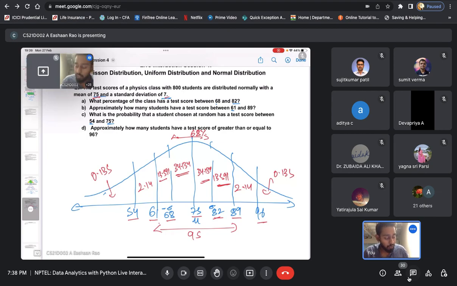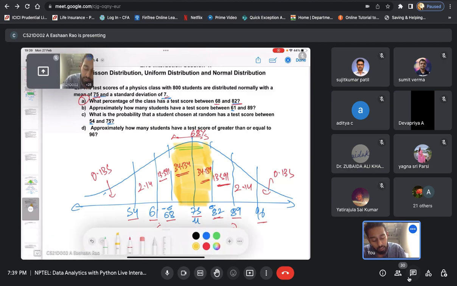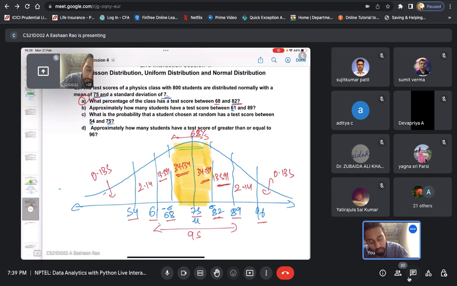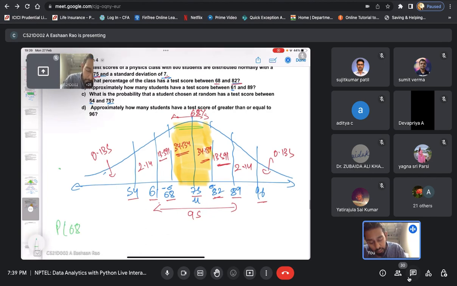Okay, since we have this graph, the A question asks to find the percentage of the class that has a test score between 68 and 82. That means it is asking what the population is between these values. By just looking at this curve, we can identify that it has about 68 percent of values. So let me write it down here. For answer A, I can write the notation as percentage of class between 68 to 82 marks. From the graph I will get 68.268 percentage. Okay, so I just need to know the percentage of class.